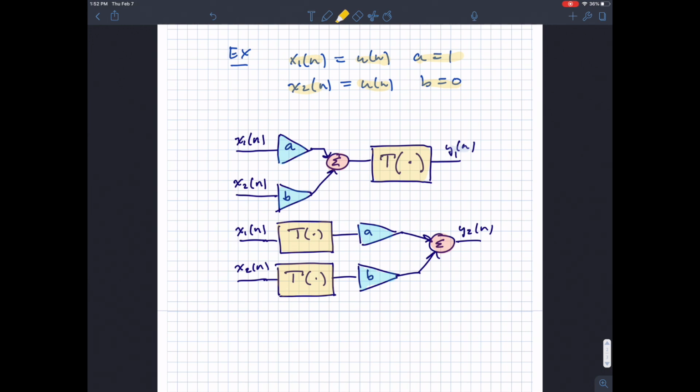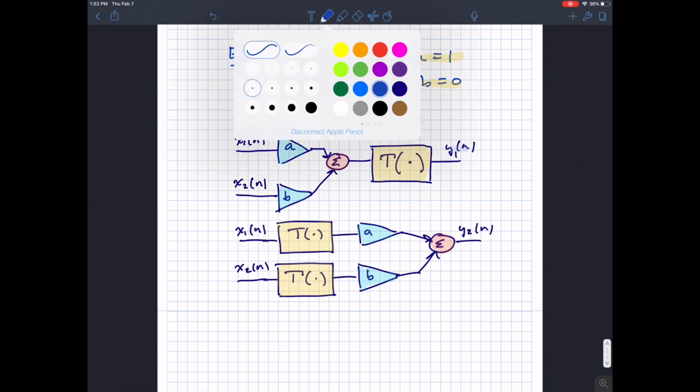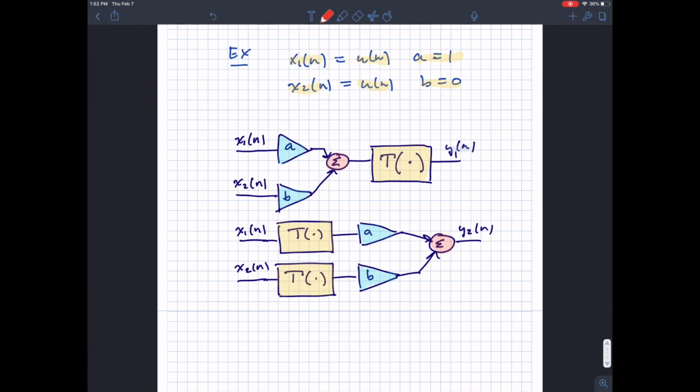If I put in x1 as a unit step, this would be a unit step here. a is equal to 1, and so coming out of there would be a unit step. x2 is also a unit step, but this time b is 0. So we have 0 coming into the summer, and coming to the input of the system is a single unit step. The unit step is 1 for positive n, so if we square 1, we also get 1, and so the output here would be simply a unit step function.